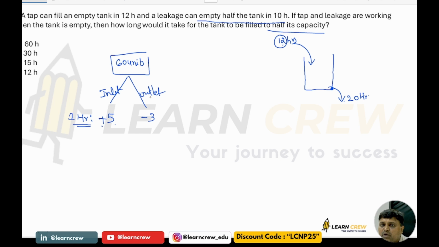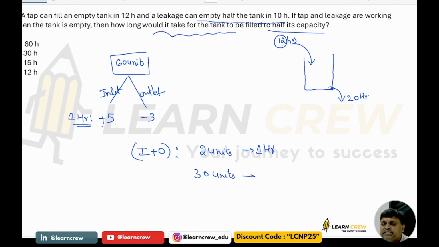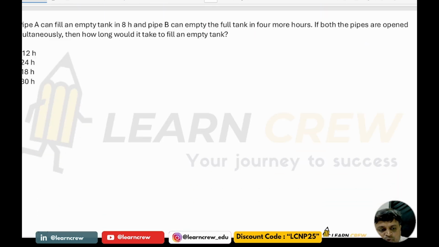Now, if the inlet and the outlet both are open, how long will it take to fill half the capacity? So when the inlet and outlet both are working, 5 filling, 3 emptying, to fill 2 units, it takes 1 hour. So to fill half the tank capacity, 30 units. For 2 units, if it is taking 1 hour, for 30 units, it takes 15 hours. So answer is 15 hours. Next. Question number 4.